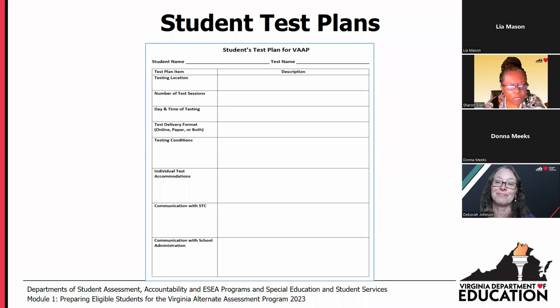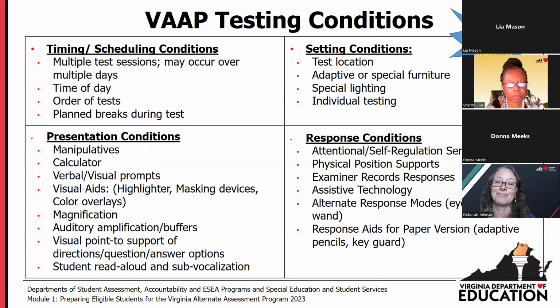As you can see, in the left-hand column there are a number of topics: testing location, the number of test sessions, the test delivery format. And then in the right-hand column, that's going to be the place where you record as a teacher the information that you have gleaned for your student. And a little bit later, we're going to walk through what this plan would look like for an actual student. But we're coming to that very, very shortly.